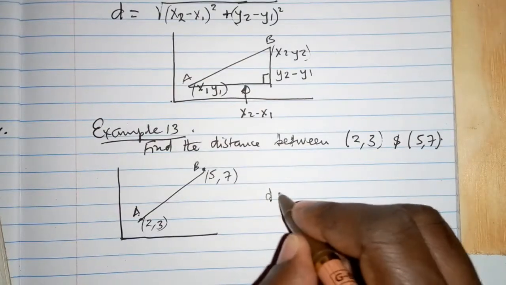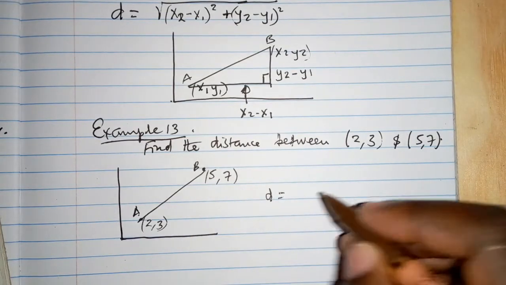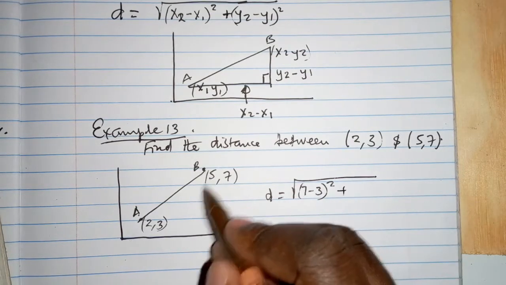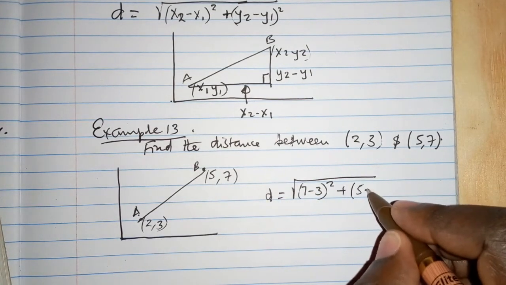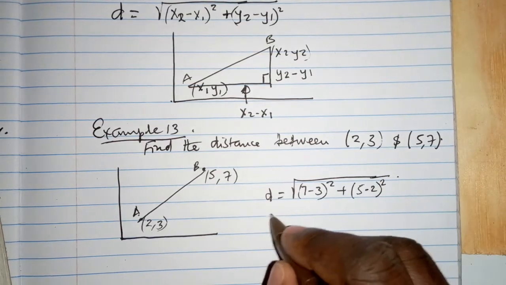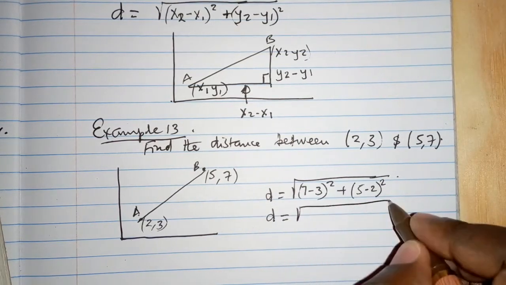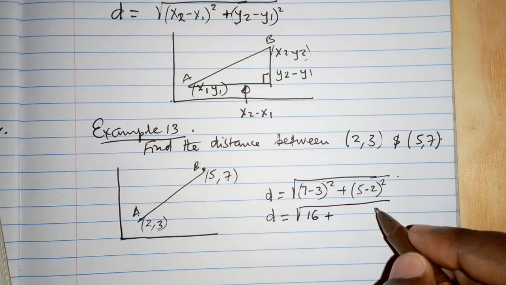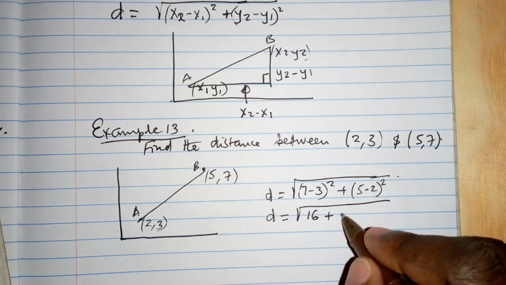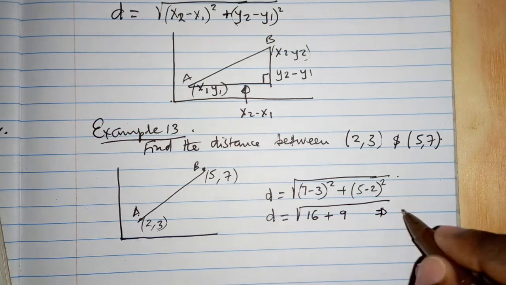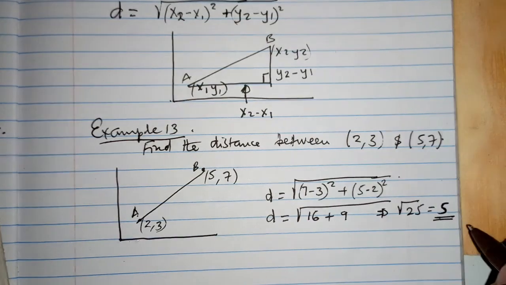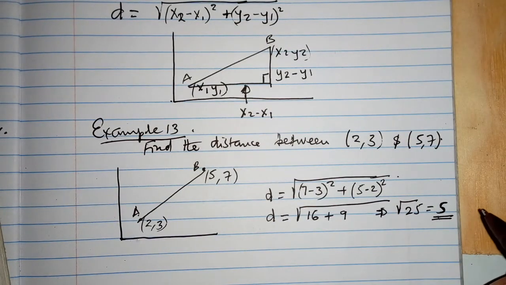So the distance is the square root entirely of (7 minus 3) squared plus (5 minus 2) squared, and this simply gives us the square root of 7 minus 3 is 4 squared, which is 16, plus 5 minus 2, which is 3 squared, is 9, and eventually this is the root of 25, which is 5 units. It could be centimeters, could be meters, but we are simply talking about 5 units.